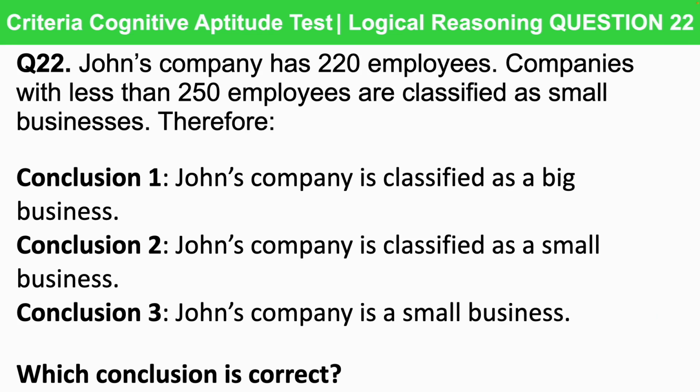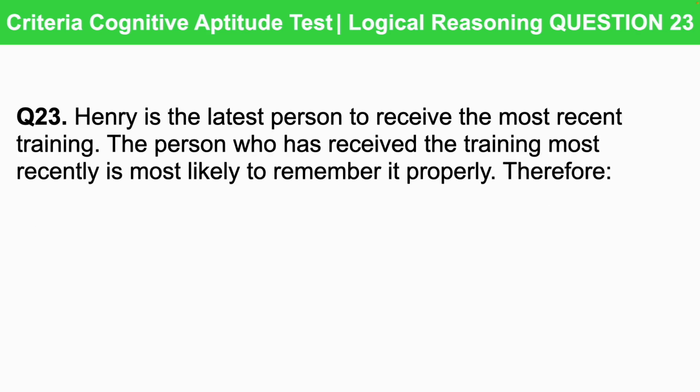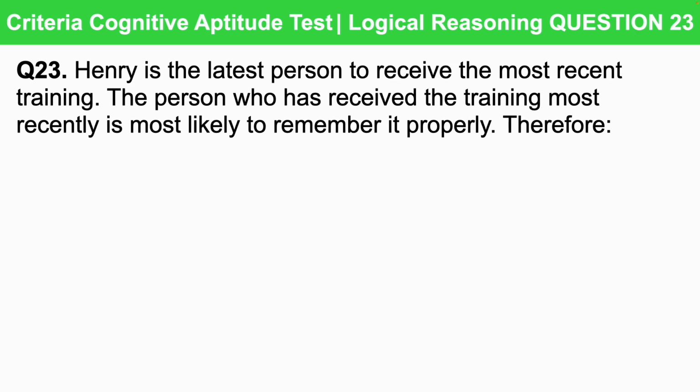You're doing great, let's try another one. Question 23. Henry is the latest person to receive the most recent training. The person who has received the training most recently is most likely to remember it properly.